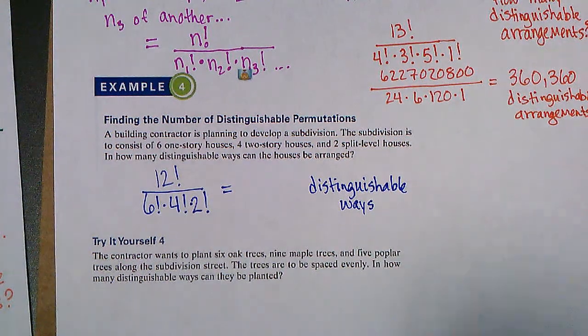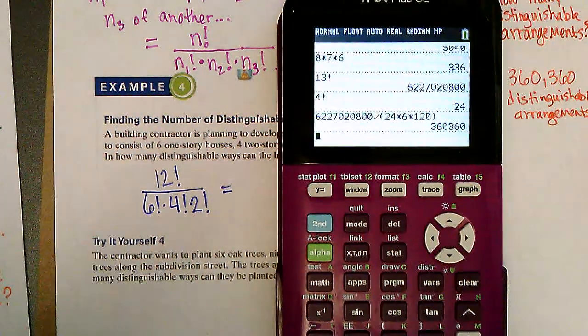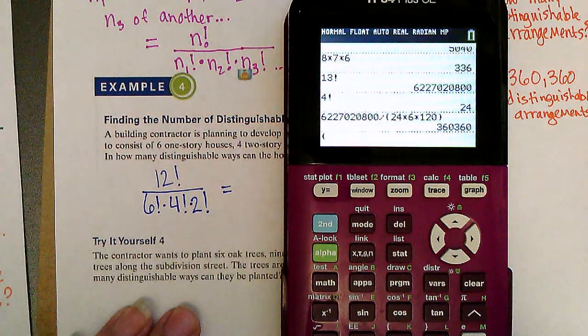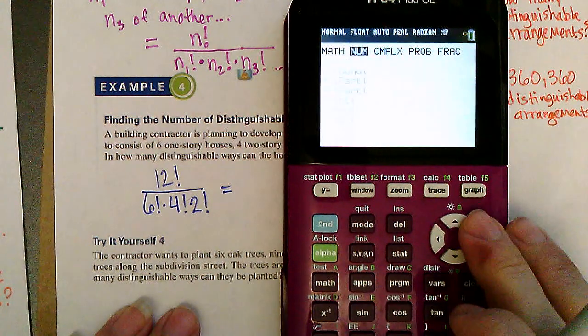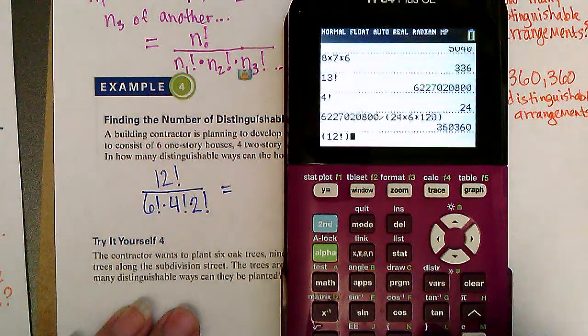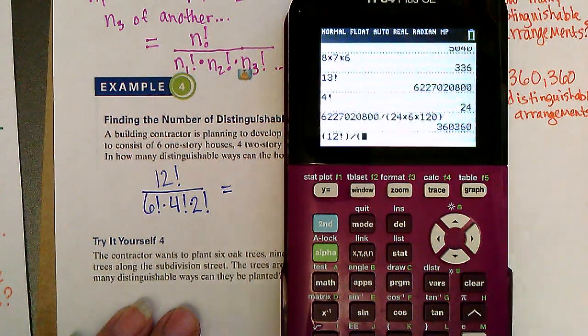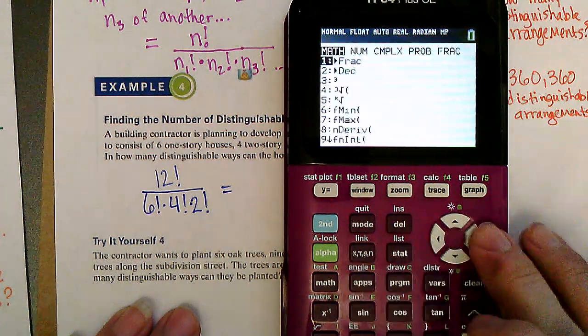So let's see if we can actually do that whole thing in our calculator in one step. I'm not sure about this. So we're going to do 12 factorial divided by 6.